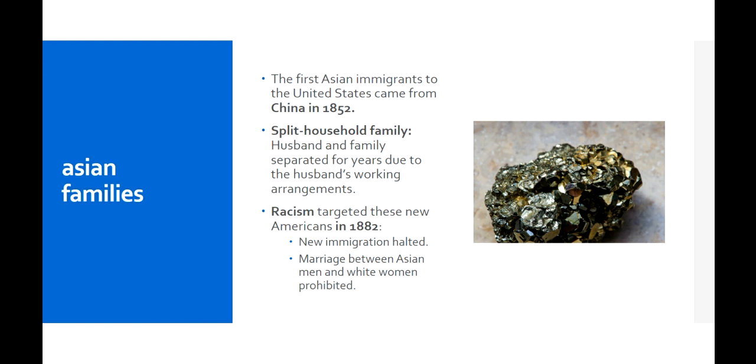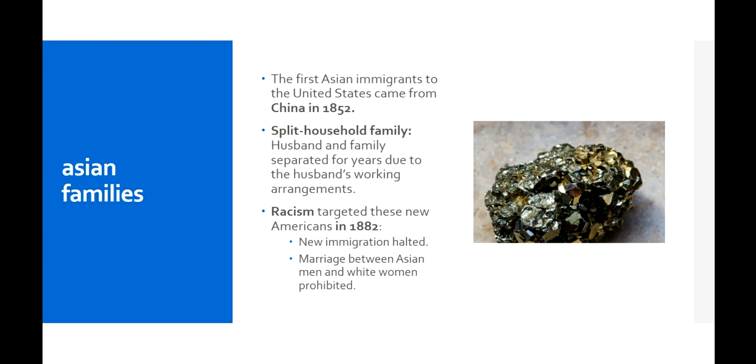And this is where we get the study of split household families. In this specific definition, husband and family are separated for years due to the husband's working arrangements. We still see this today. We still see split household families across the board, no matter what your race or immigration status is. We have families where maybe two people are in highly specific fields and they aren't able to get a job in the same place. So the family is separated by maybe hours and hours of driving, or even a long plane ride, because of the way that the market was, and where the husband and wife, or the husbands or the wives, could find work. And so they're separated by physical distance. This is called a split household family, and we first started to see this with these Asian immigrants in 1852.